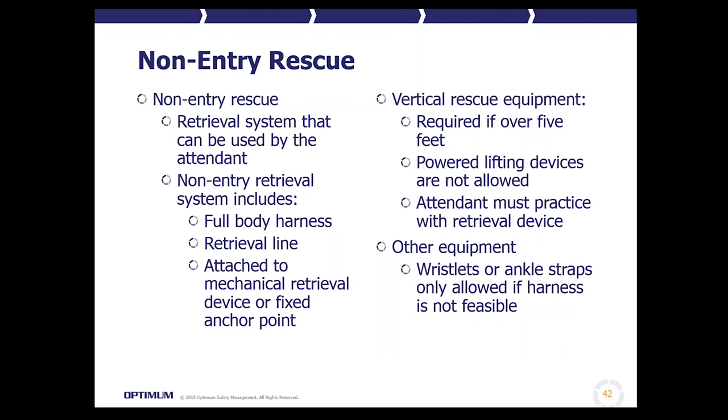Retrieval systems can be used by the attendant, and we want to make sure that we're doing non-entry rescue. Different parts of a non-entry rescue system include the body harnesses, retrieval lines, and mechanical devices. If you're in a confined space that's over 5 feet in depth, you have to have a means of a mechanical device to get that person out.